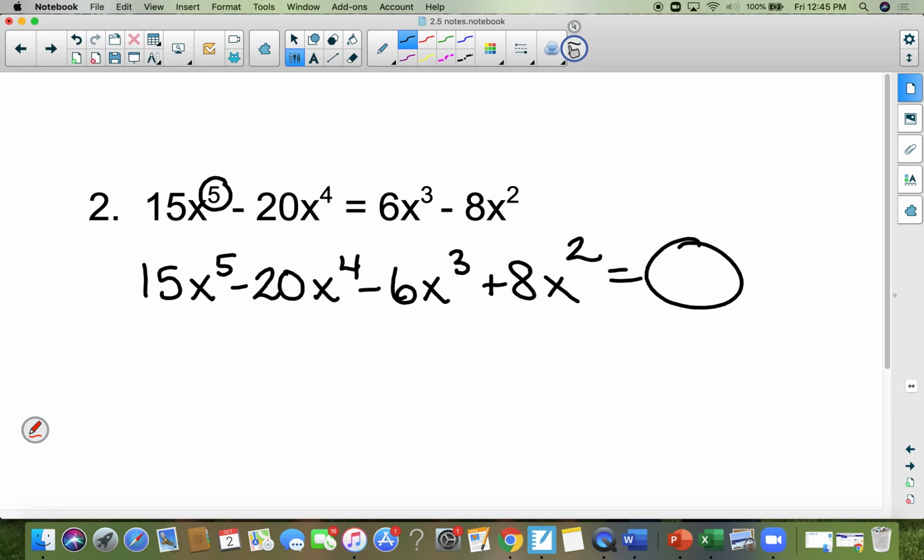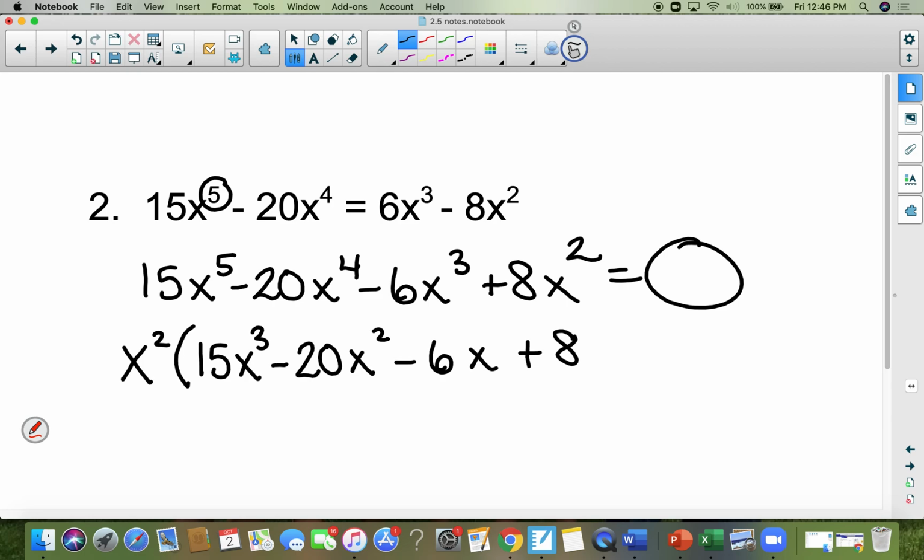Okay, how many terms do we have? We have 4 terms, but before we do the 4 terms, we have to take out the greatest common factor, and the greatest common factor is x to the 2nd. You're going to be left with 15x to the 3rd minus 20x to the 2nd minus 6x plus 8 equals 0.